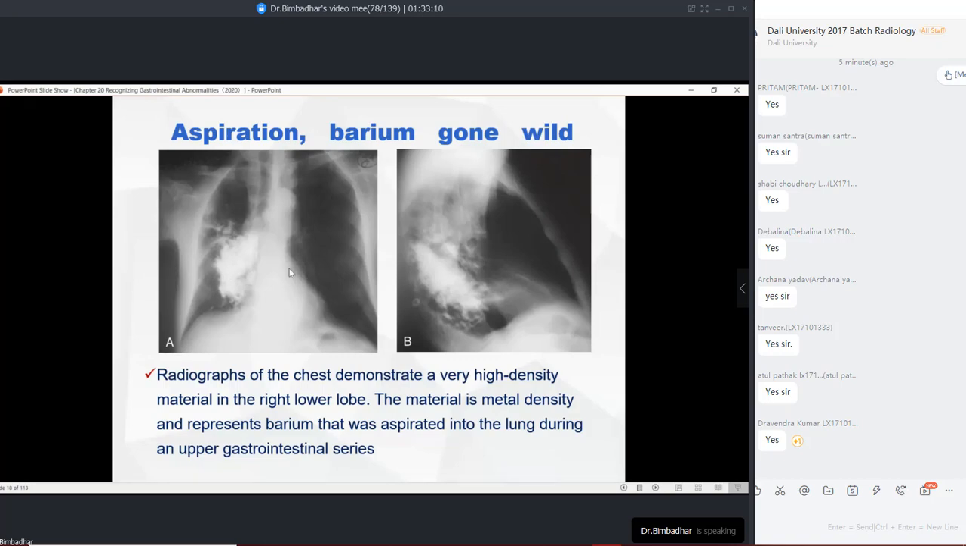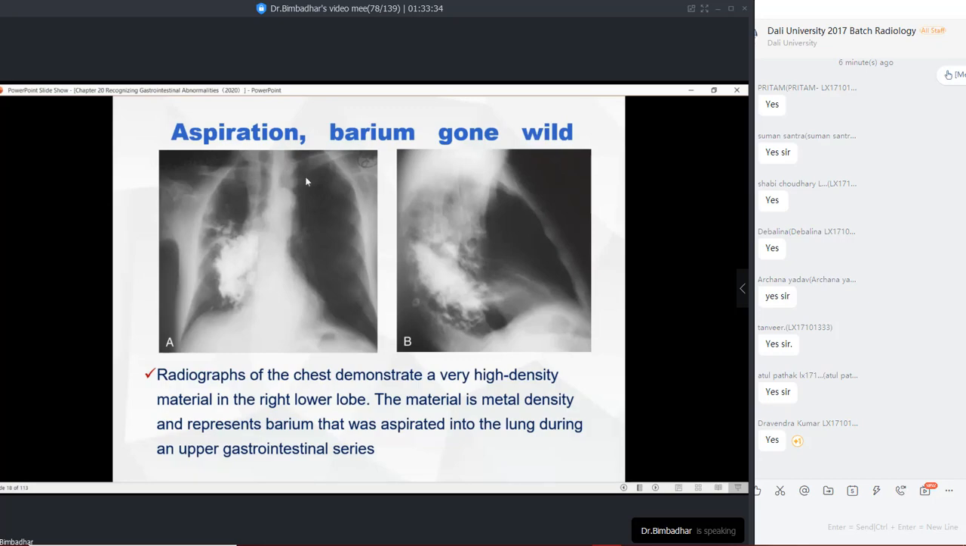So please do not confuse it that way. The material is a metallic density, so that is what you have to represent here. See, bones are much whiter, but this one is looking even whiter than the bones itself. So it became a metallic density and represents the barium that was aspirated into the lung during the upper gastrointestinal series.